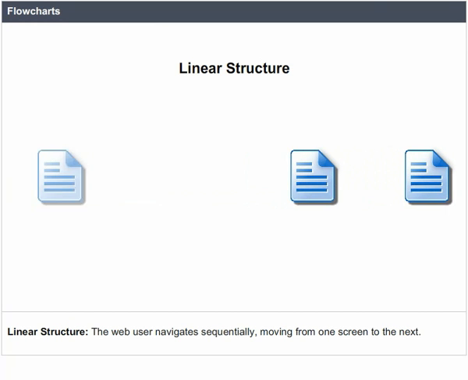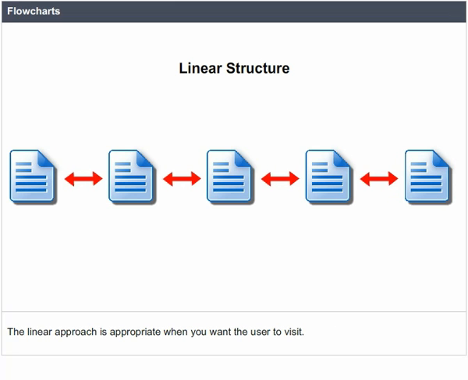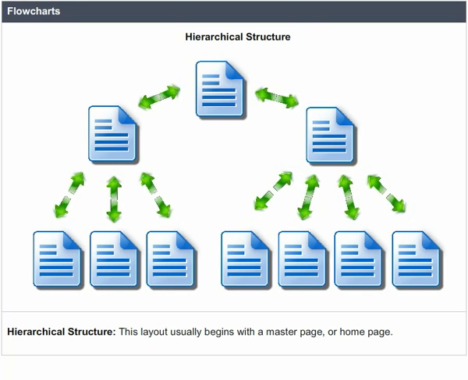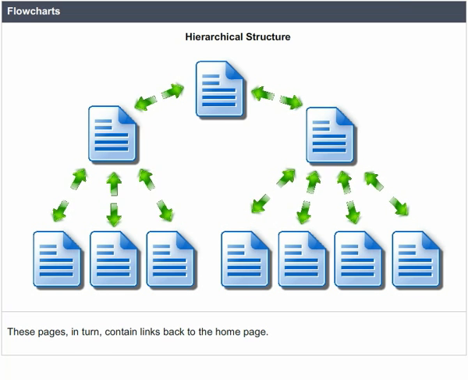Linear structure. The web user navigates sequentially, moving from one screen to the next. The linear approach is appropriate when you want the user to visit each page sequentially without skipping around. Hierarchical structure. This layout usually begins with a master page or home page. This page usually has links that lead to related or subordinate pages. These pages in turn contain links back to the home page.